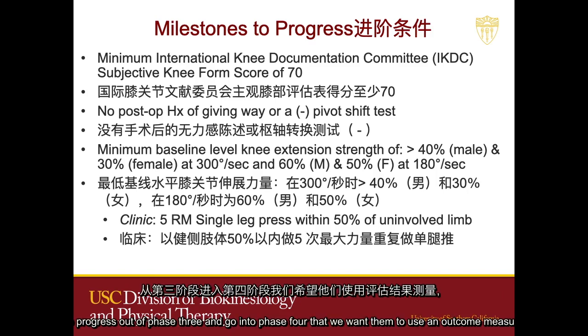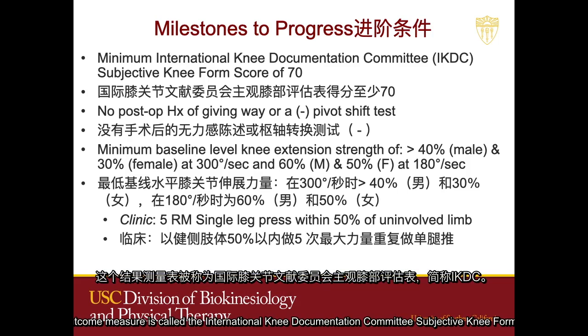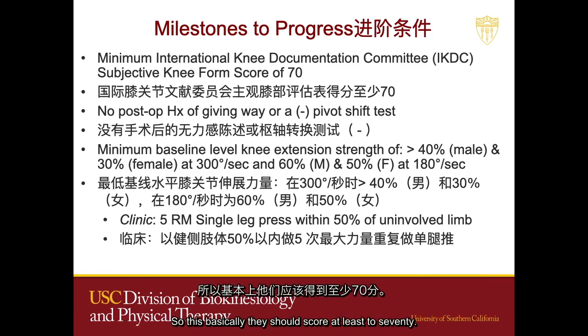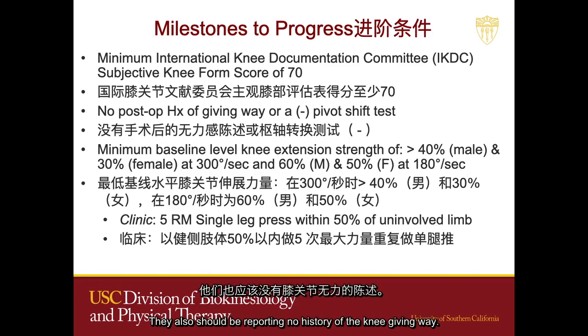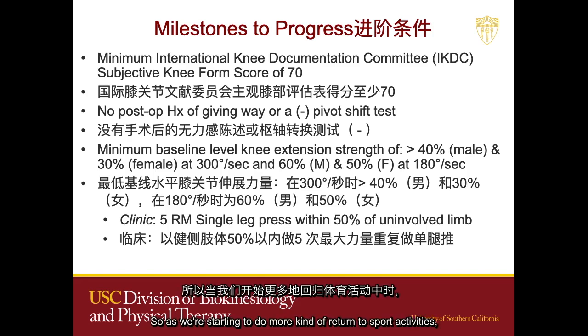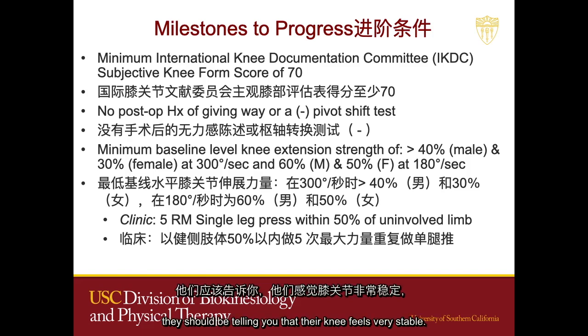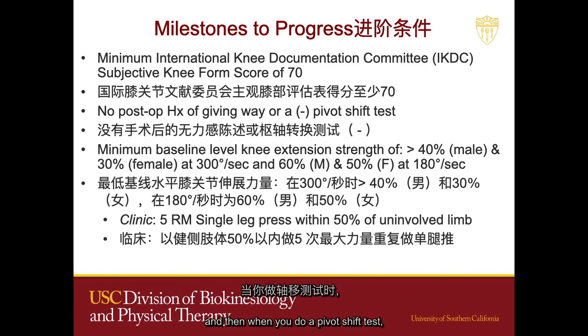So to progress out of phase 3 and go into phase 4, we want them to use an outcome measure. And this outcome measure is called the International Knee Documentation Committee Subjective Knee Form, so IKDC. Basically, they should score at least a 70. They also should be reporting no history of the knee giving way. So as we're starting to do more return to sport activities, they should be telling you that their knee feels very stable. And then when you do a pivot shift test, it should be negative.